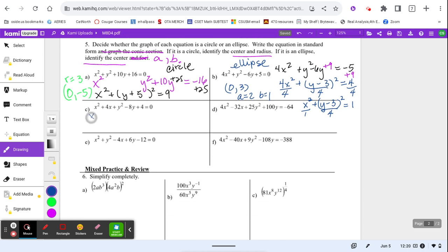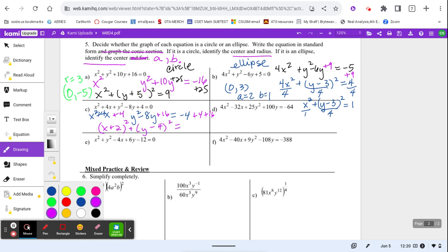All right, let's group the next one. X squared plus 4x, y squared minus 8y. Half of 4 is 2, 2 squared is 4, half of 8 is 4, 4 squared is 16. I get the x plus 2 squared, y minus 4 squared, and that's just going to be equal to 16. Notice there's no coefficients in front causing me to divide, so I'm just going to have a circle with a center negative 2, 4, and a radius of 4, square root of that 16.